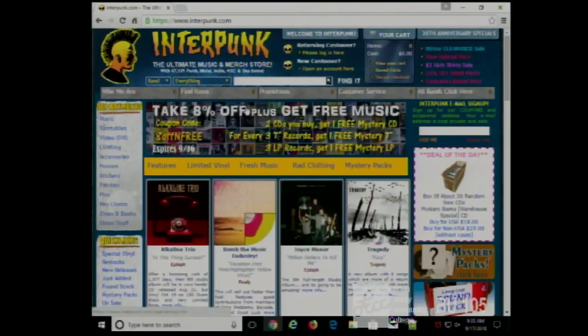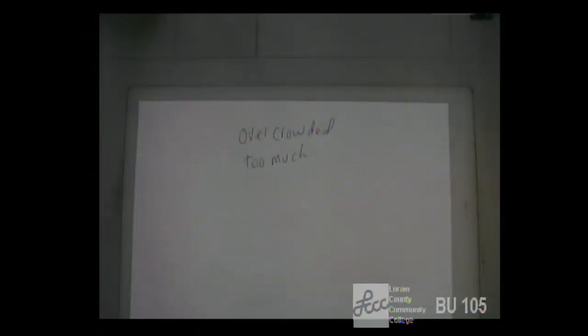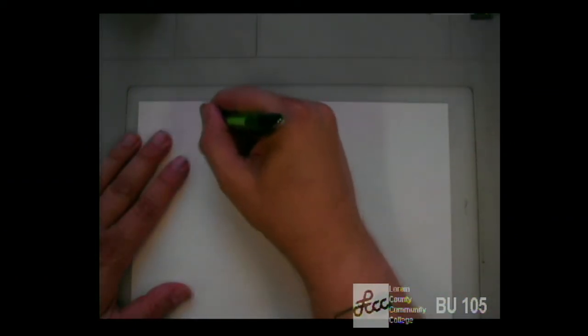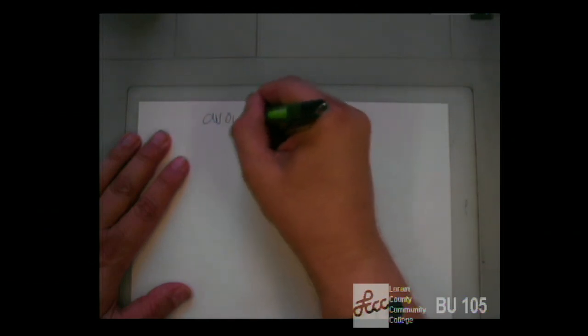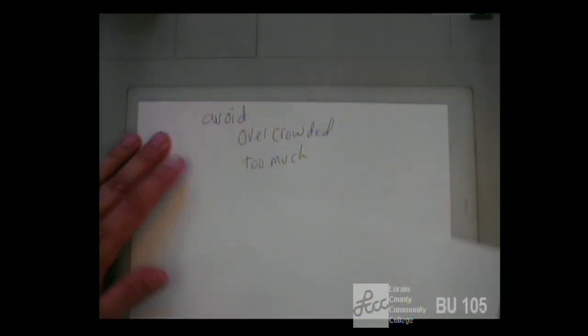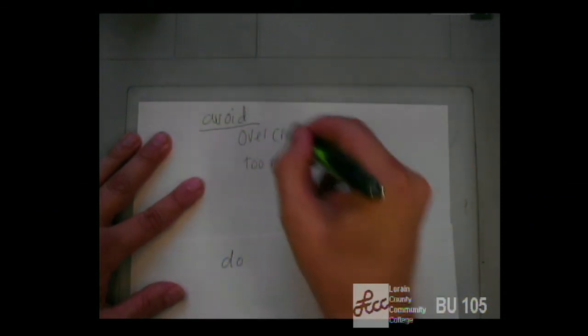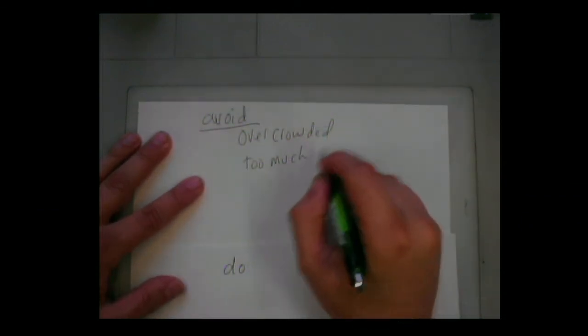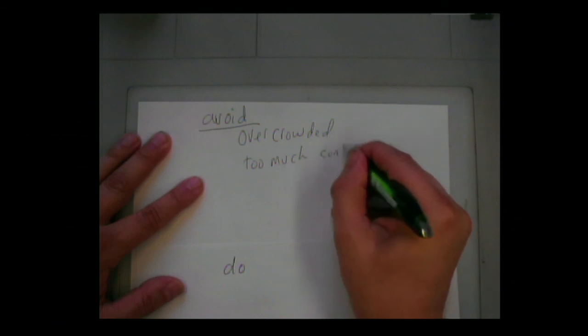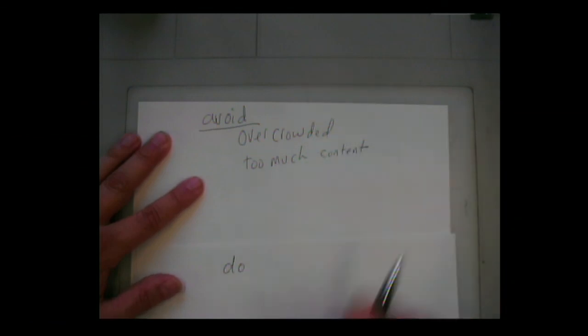Okay, so these are some good examples of bad characteristics of a web page. It's tough when I'm talking in double negatives here. So I'm going to put what to avoid on this page and what to do on this page. So avoid being overcrowded and having too much content.